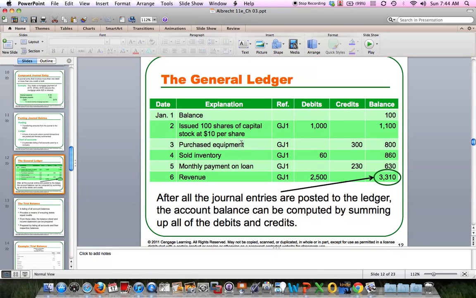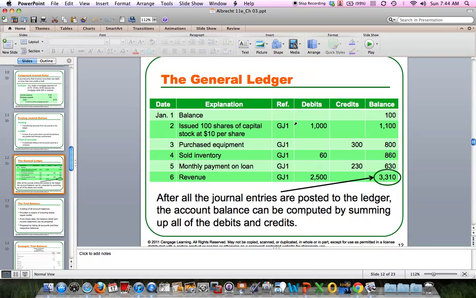Then I'm going to buy equipment and pay cash. So I'm going to write a check. I have less cash, I'll give it a credit. My balance is now 800. I'm going to sell some inventory. Of course, if I sell inventory, I'm getting paid for that. I'm receiving cash back. I received $60, so now I've got 860. I'm going to make a payment on a loan, which is writing a check, decreasing an asset, and now I've got a balance of 630. Then finally, I'm going to earn some revenue, debit cash, and I've got a final ending balance.